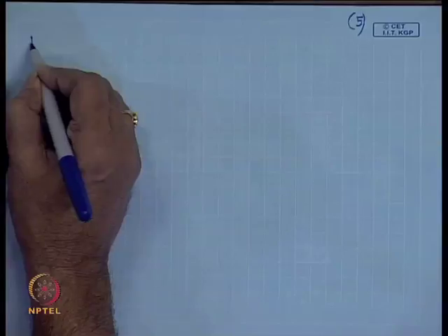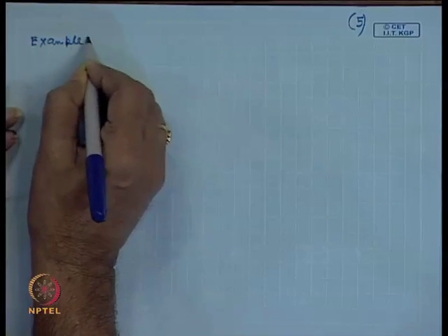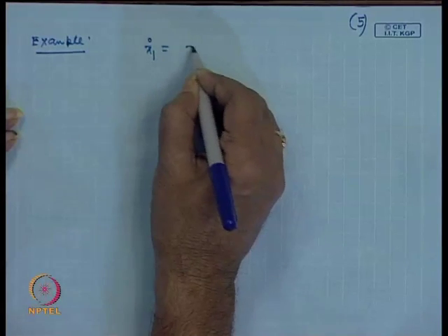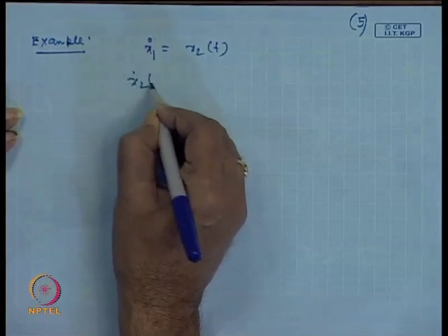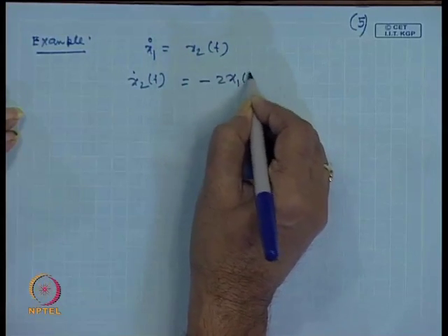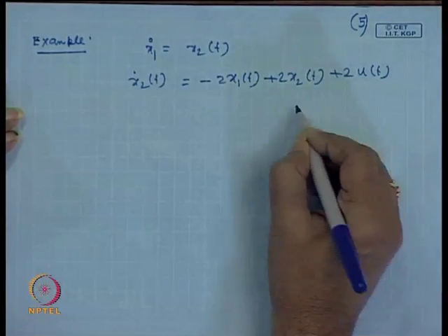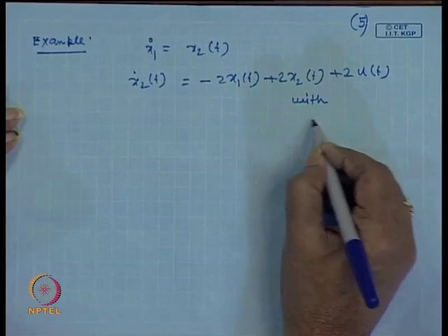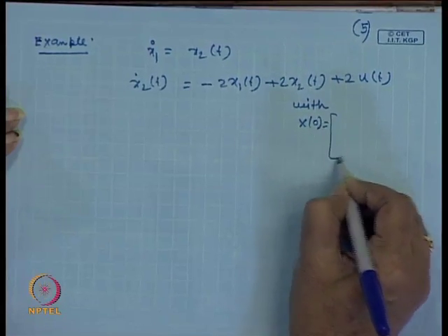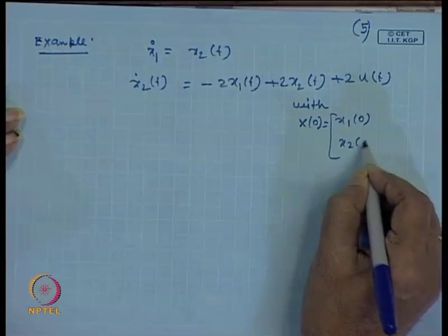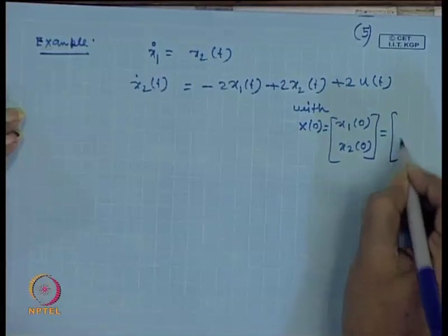So, let us solve this problem by using a numerical example. See how to solve the finite time regulator problem by considering a numerical example. Our example is x 1 dot is equal to x 2 and then x 2 dot is equal to minus twice x 1 of t plus 2 x 2 of t plus 2 u of t, with initial condition x of 0 equal to x 1 of 0, x 2 of 0, which is given to you as 1, minus 2.